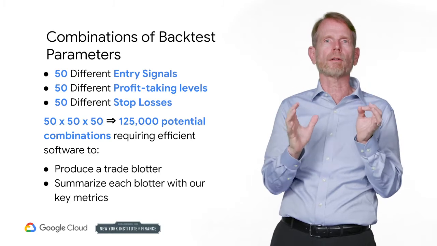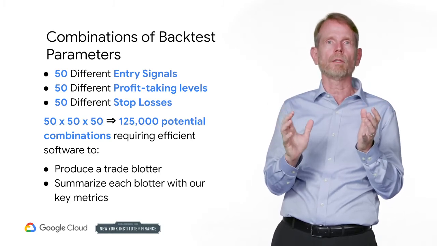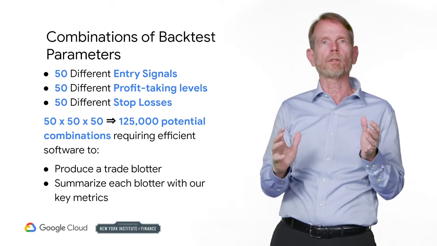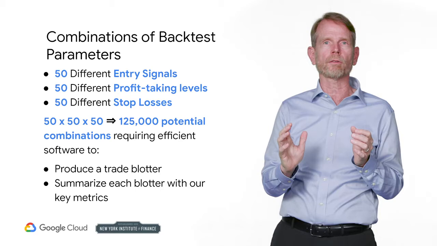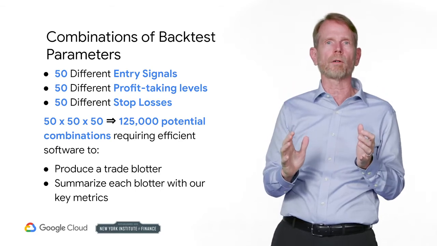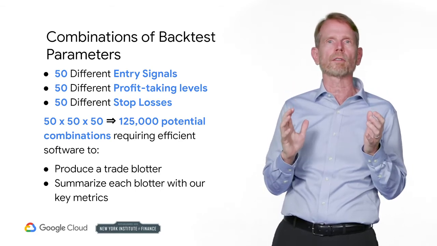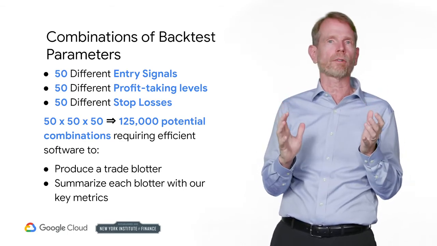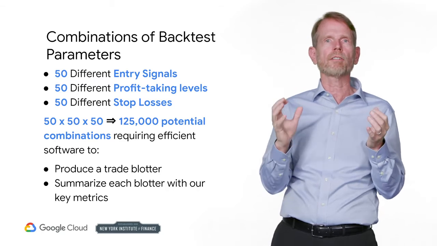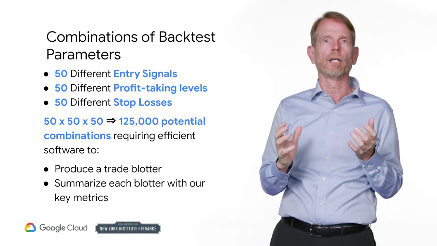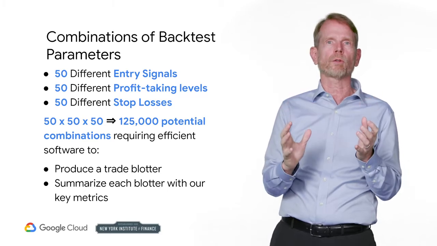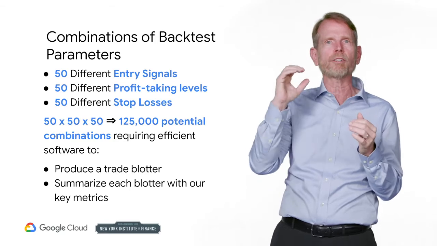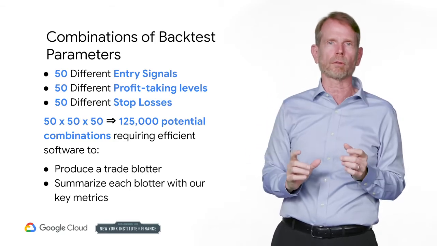For each combination of these parameters, which is a model, you will want to expose the model to a history of prices. Suppose you have 50 different entry signals, 50 different profit-taking levels, and 50 different stop losses. In total, you have 125,000 combinations of parameters. You can clearly see the need to have efficient software. You write code that quickly produces a trade blotter. You also need to have code that quickly summarizes each trade blotter with your key metrics.